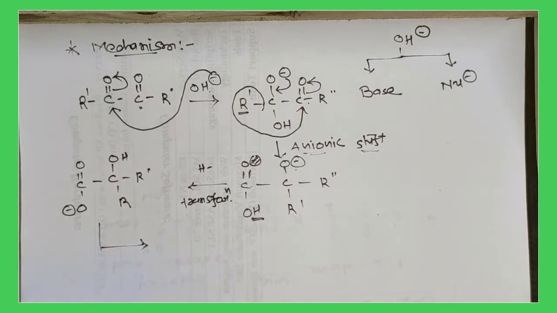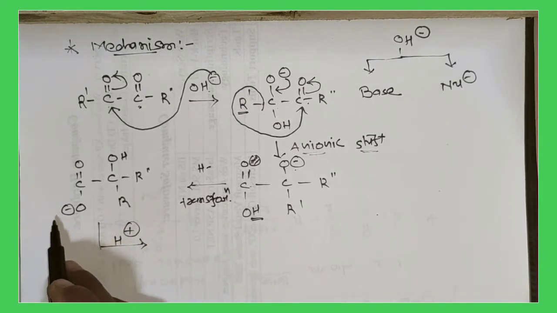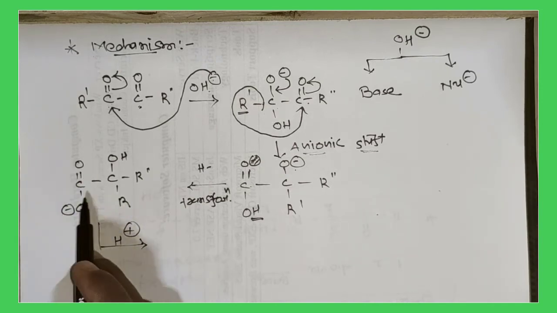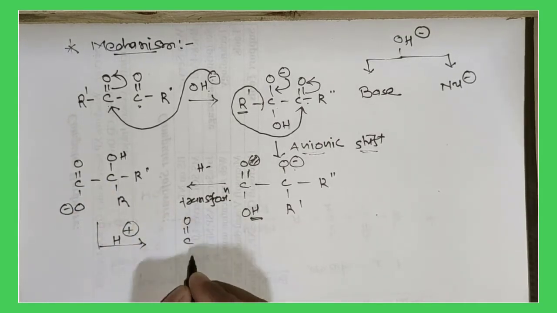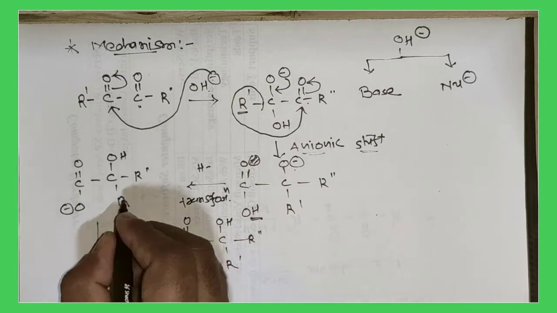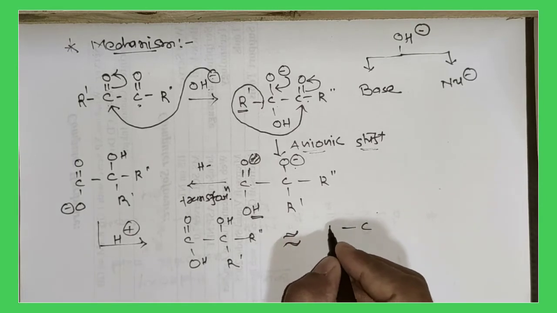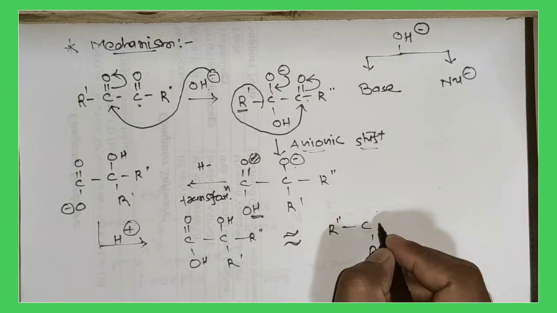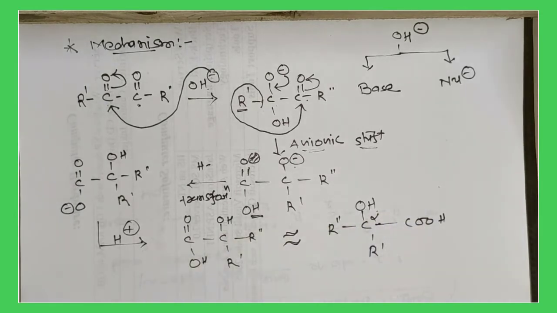Okay, now the addition of H plus. Why are we going to add H plus? To stabilize this O minus group, because we want the carboxylic acid functionality over here. So now this O is converted to OH, here COH, R double dash and R dash. If we rearrange this molecule, here C, R double dash, R dash, right? This C is attached with the OH and here is the COOH group. So alpha hydroxy carboxylic acid is the final product.